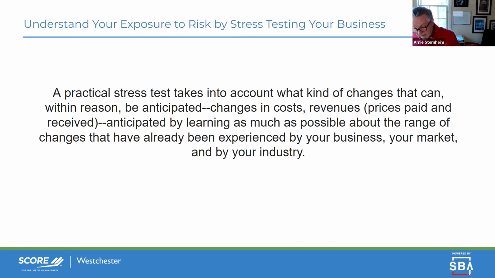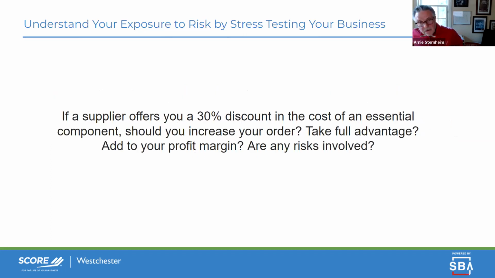Fortunately for my colleague, a second supplier had been lined up, was in place, and so that business was not affected. What does that story mean for you? What's the point? If a supplier offers you a 30% discount in the cost of an essential component, should you increase your order, take full advantage, add to your profit margin? Are there any risks involved?